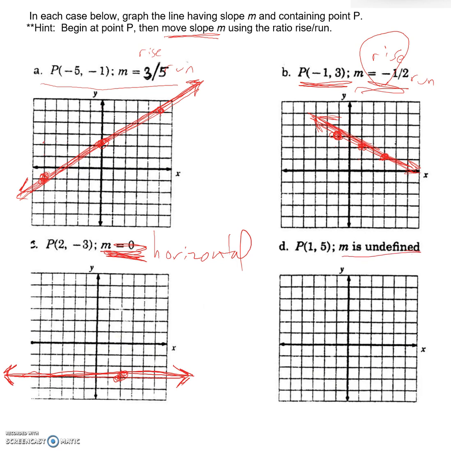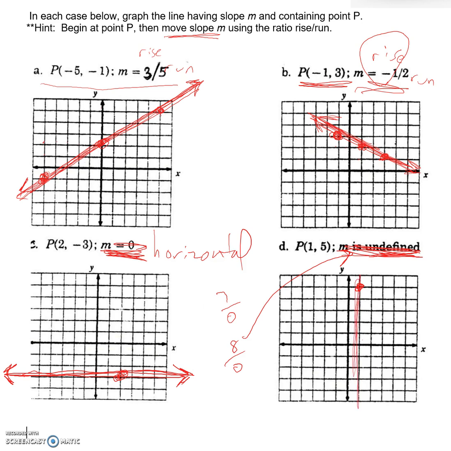So what do you think is meant by undefined? So first of all, undefined means when we try to divide by 0. 7 divided by 0, 8 divided by 0, any number divided by 0 is going to be undefined. And if you think of it in terms of a ski slope, it's like impossible. What type of slope will be impossible to ski?